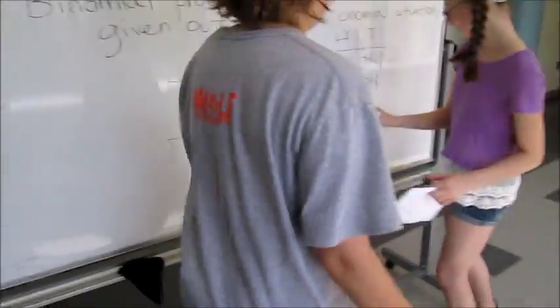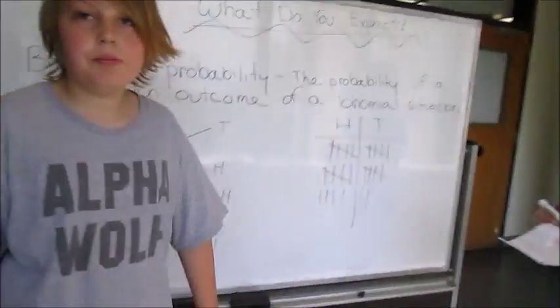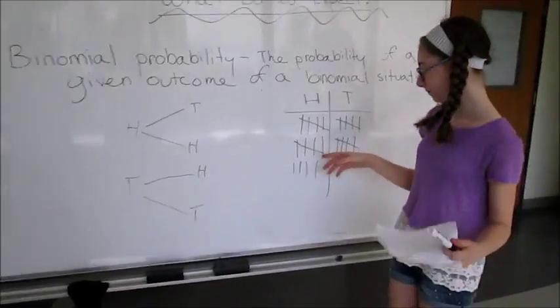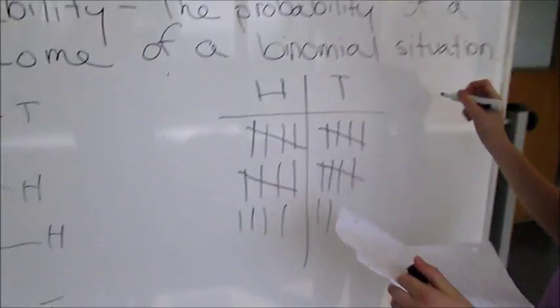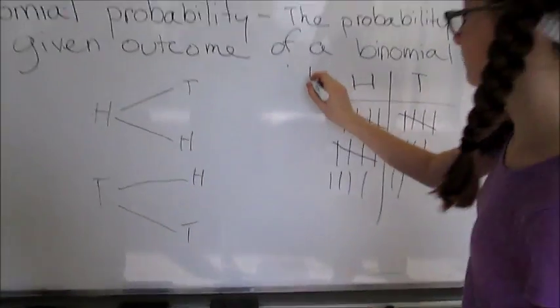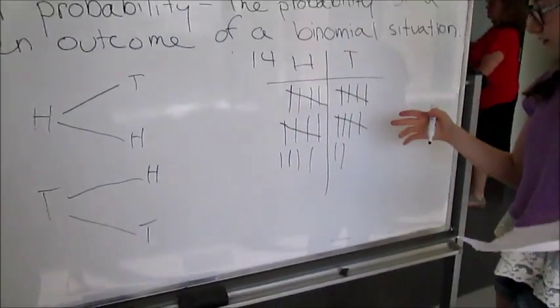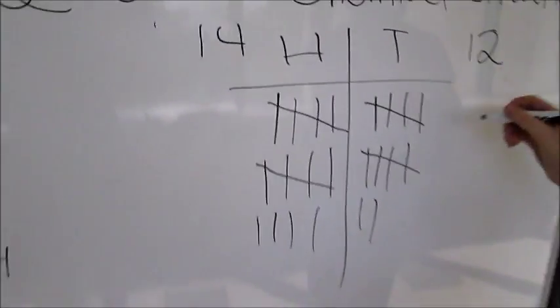All right, that's enough. So, we have 14 heads, and we have 12 tails. So you can see they're pretty close.